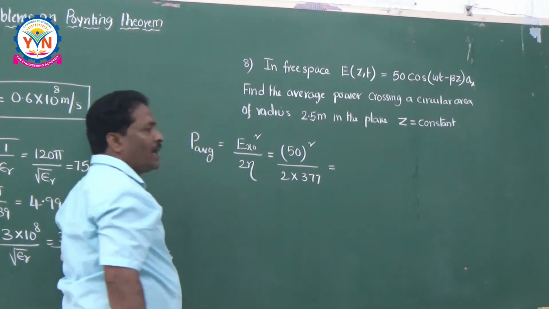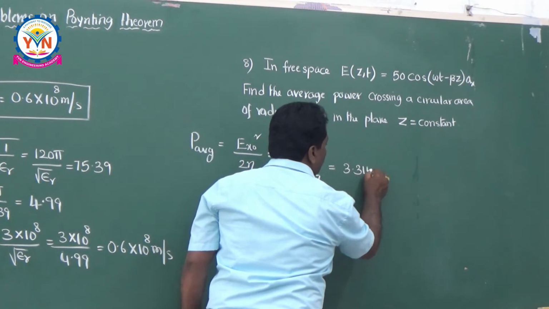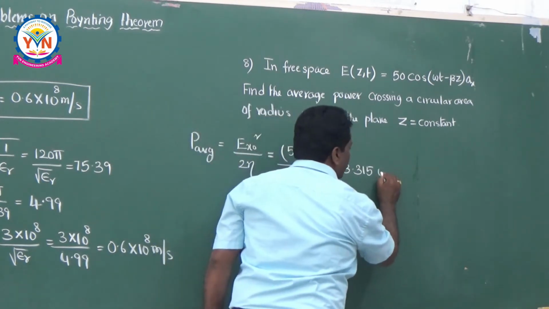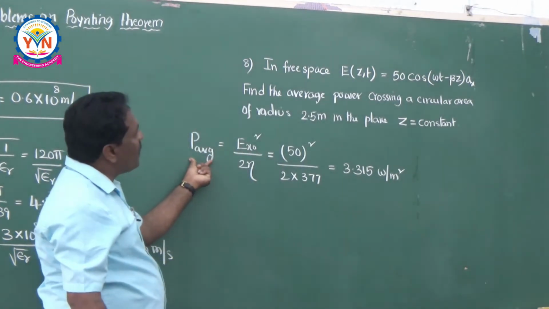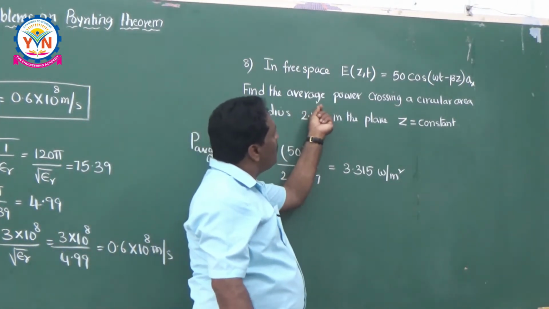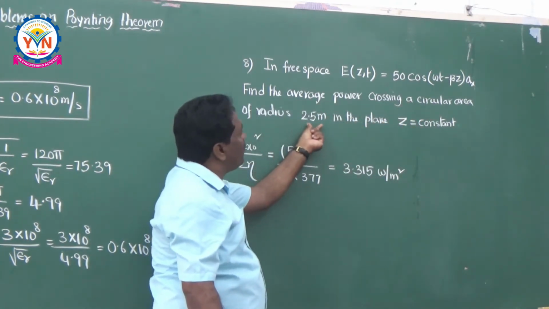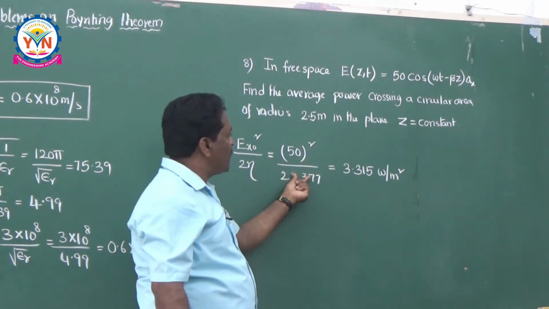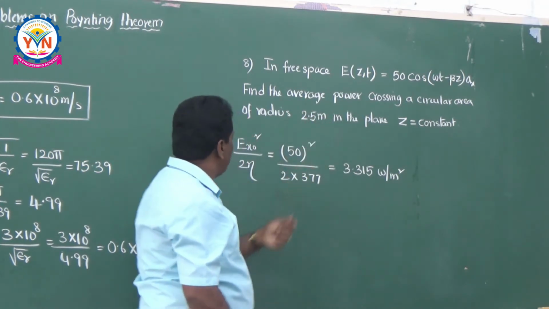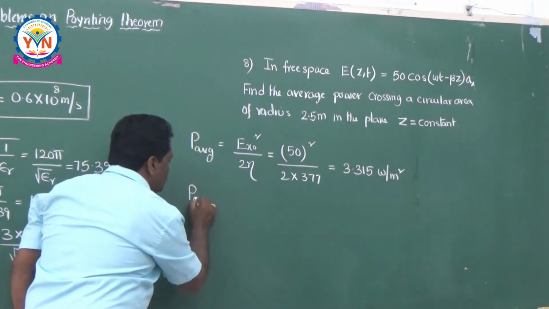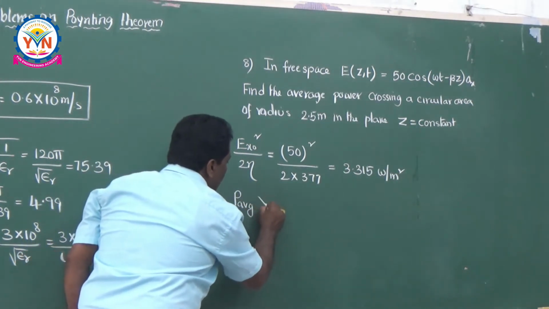That is equal to average power 3.315 watts per meter square. This is an average power density. But what is it asking? What is the power crossing a circular area of radius 2.5 meters? How much goes through this circular area? The power P out is equal to P average into area.